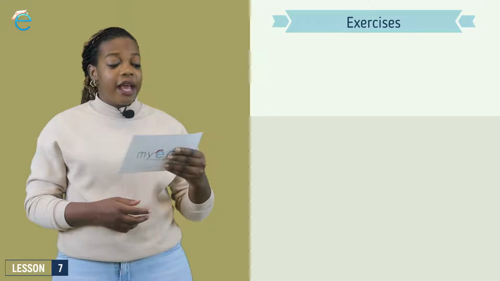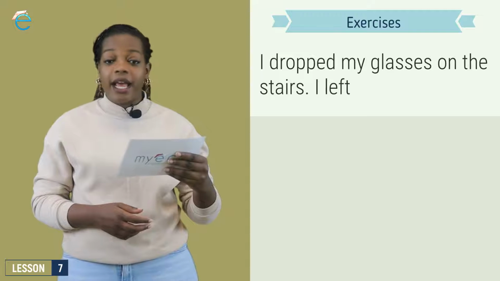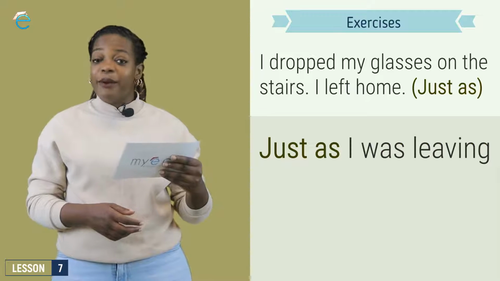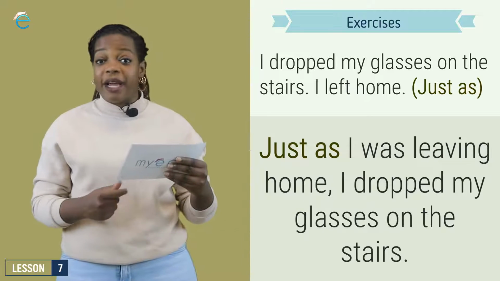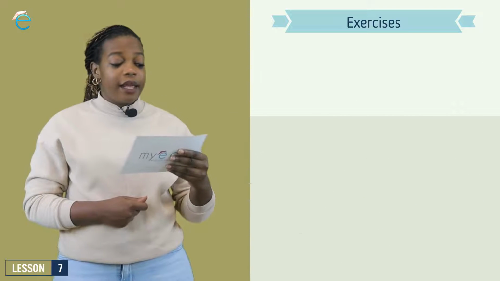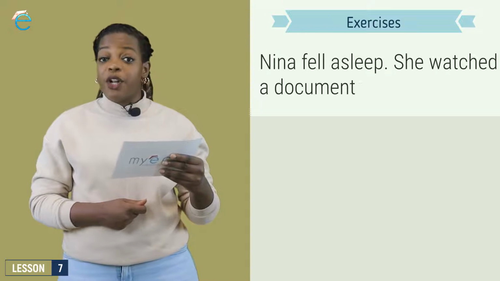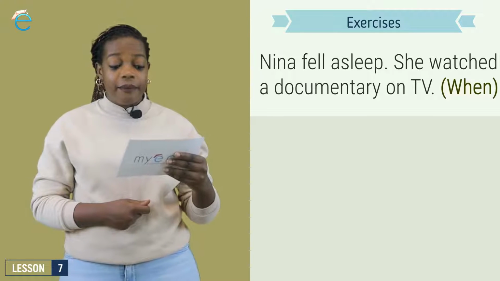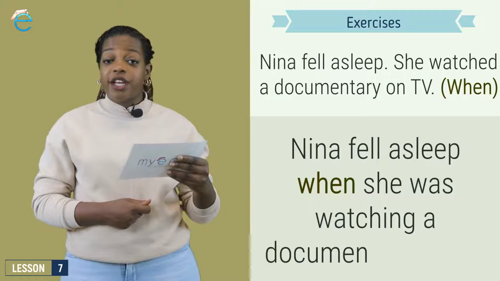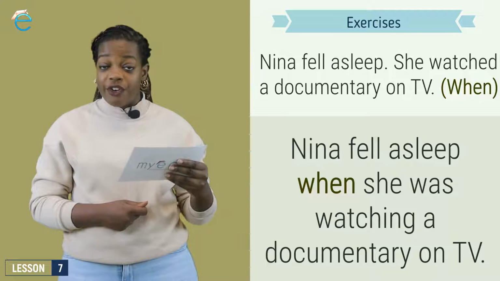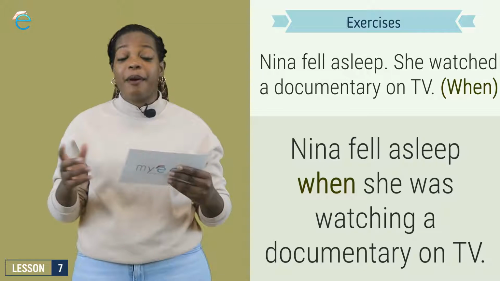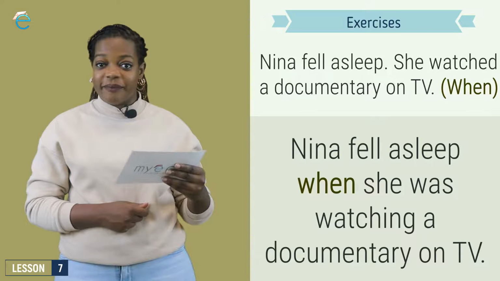Number 2, I dropped my glasses on the stairs. I left home, just as. Just as I was leaving home, I dropped my glasses on the stairs. Number 3, Nina fell asleep. She watched a documentary on TV, when. Nina fell asleep when she was watching a documentary on TV. Combination of a simple past and past progressive tense sentence.